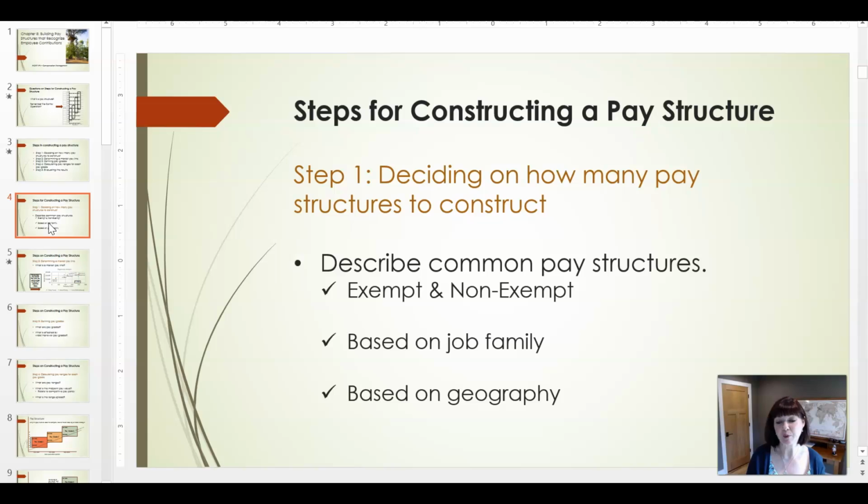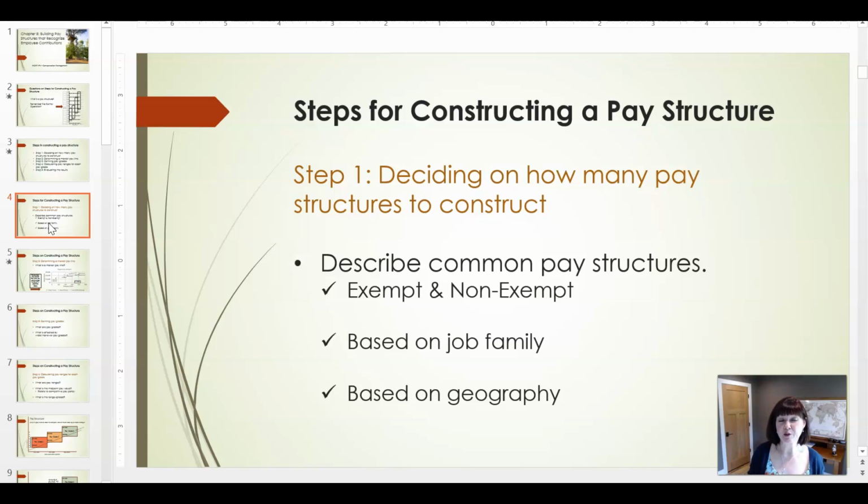You can establish pay structures based on a number of different things. In your organization, if it makes sense, you may have a structure for exempt employees and a structure for non-exempt employees. You may have different structures for different job families, like managerial, executive, professional, technical, and clerical types of employees. So looking at those different job families.